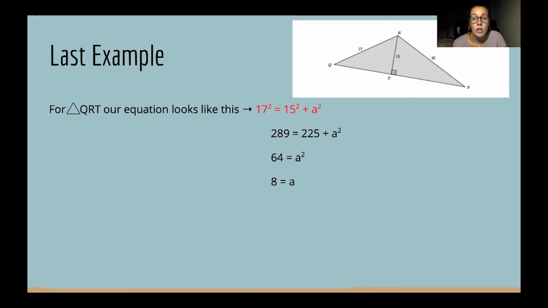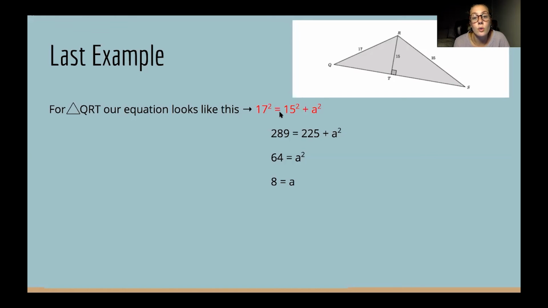We are just going to start going. Feel free to write this down. Feel free to take a closer look at this triangle that we have posted up here on the top right, but pause the video if you'd like to do the math on your own. But let's see. So for QRT, our equation looks like this.